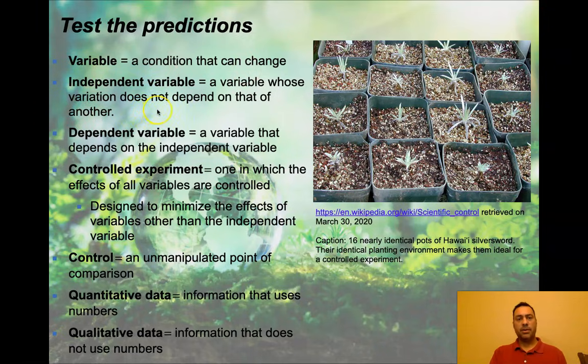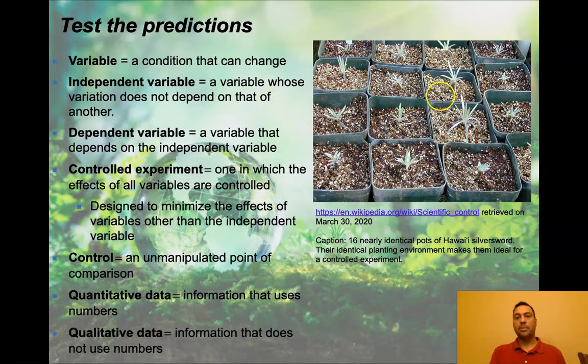Now, an independent variable is a type of variable. It's a variable whose variation does not depend on that of another. In other words, it just simply is. It simply is independent. It doesn't change. It is not dependent upon something else. Whereas a dependent variable is a variable that depends on the independent variable. So, for example, maybe the amount of water that is given to a plant might be an independent variable. It's a variation that does not depend upon another. It just simply is that value.